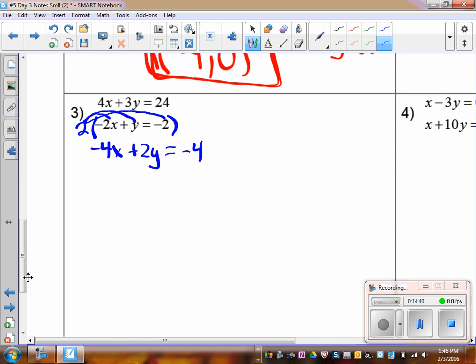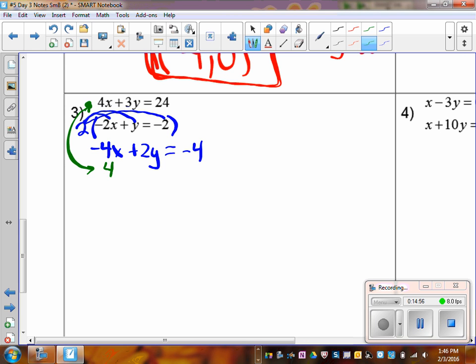Okay, so my new equation here is negative 4x plus 2y equals negative 4. I'm going to add that to my equation on top. I'm going to rewrite that equation just so I don't have to deal with all of this in here. So 4x plus 3y equals 24. Now that I have opposite coefficients, I'm going to add these together. They must be opposite coefficients. Negative 4x plus 4x is 0. 2y plus 3y is 5y. Negative 4 plus 24.